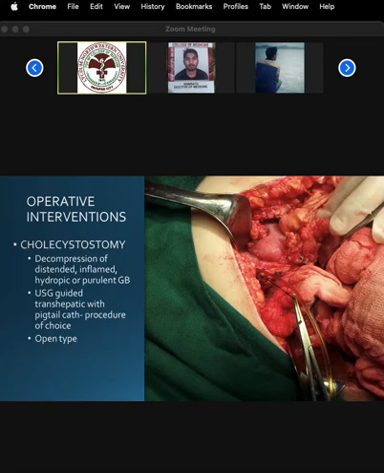So this is a patient with cholangitis. Initially, we did cholecystostomy, inserted the tube there, drained the infected bile, and then this would allow us to maneuver around the gallbladder and allow us to gain access to the common bile duct. Okay?